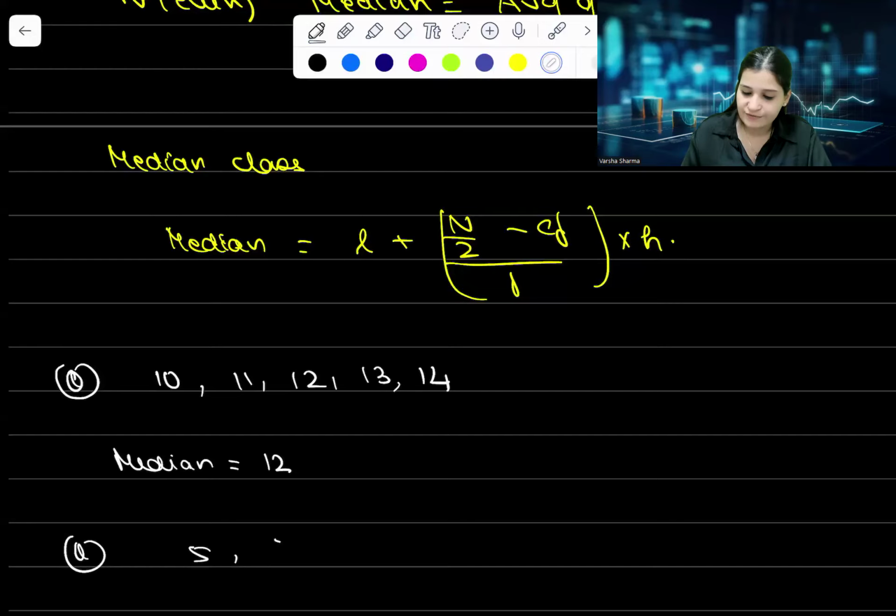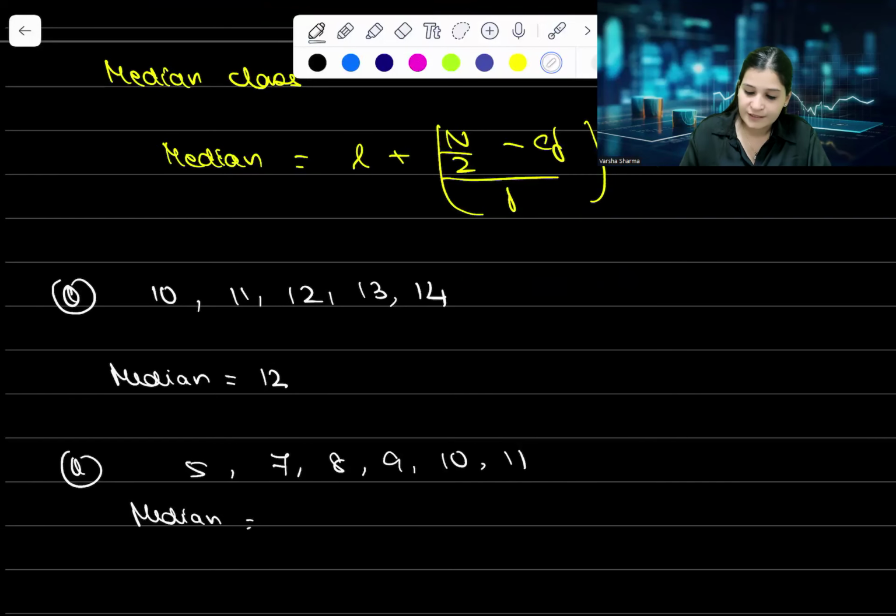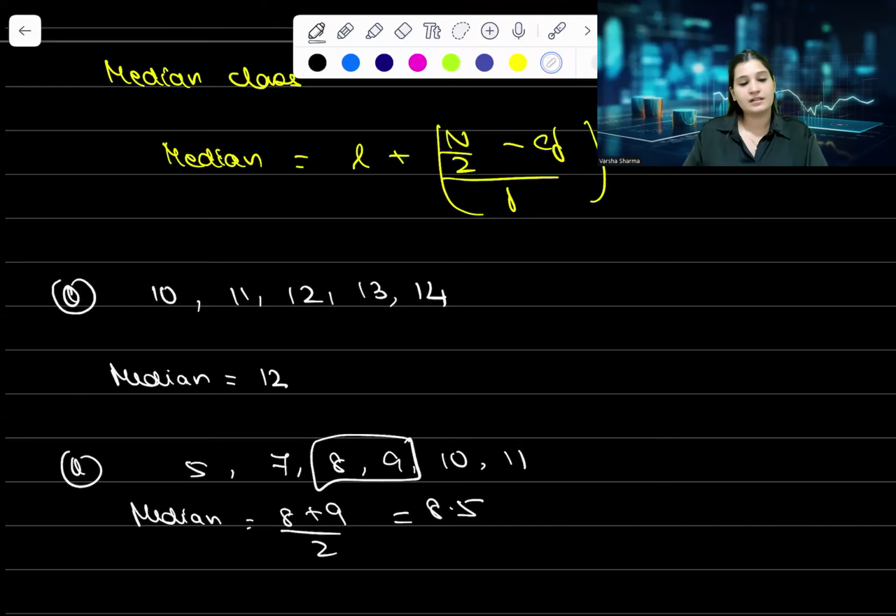If I give you 5, 7, 8, 9, 10, 11, what is median? These are the two middle values, so 8 plus 9 by 2, that is 8.5. Yes? All of you clear?